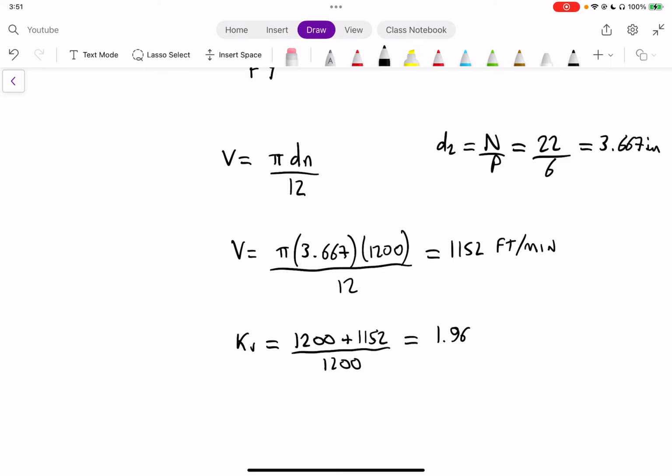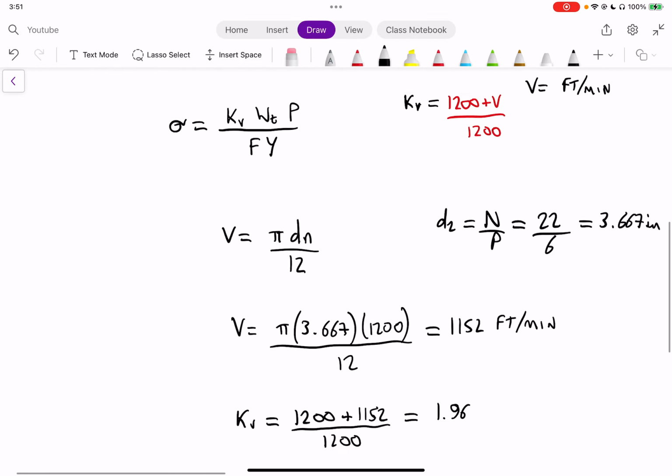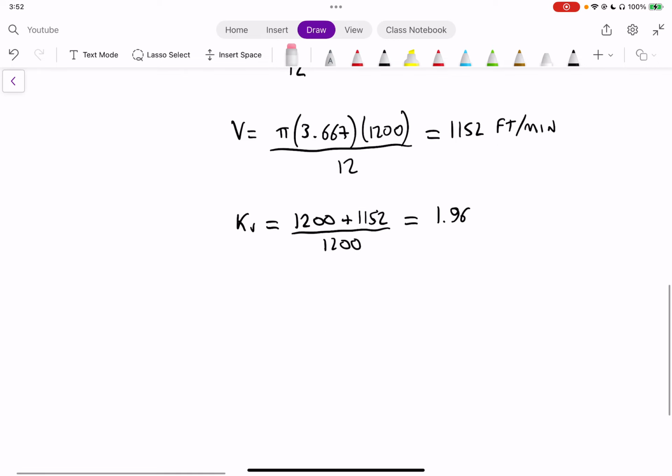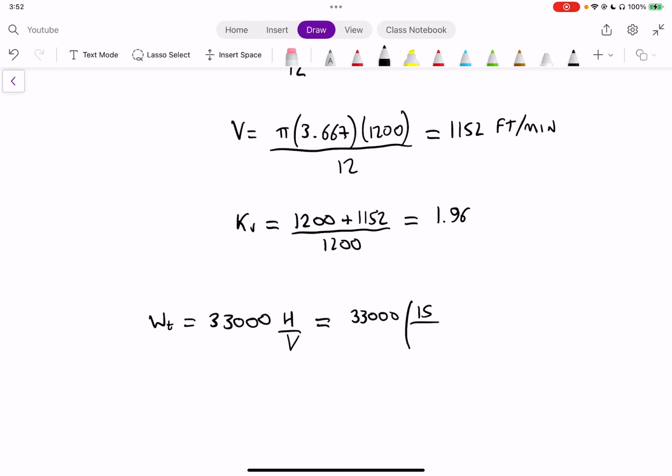Okay, going back to our initial problem and equation, we can now check off that we have our kV. We also have our capital P and our F, so we put check marks around those. The next term we need to find is WT. We're going to write the equation for WT for US units, which is 33,000 H over V. So we have 33,000 times 15, where the units are already taken care of, over 1152.